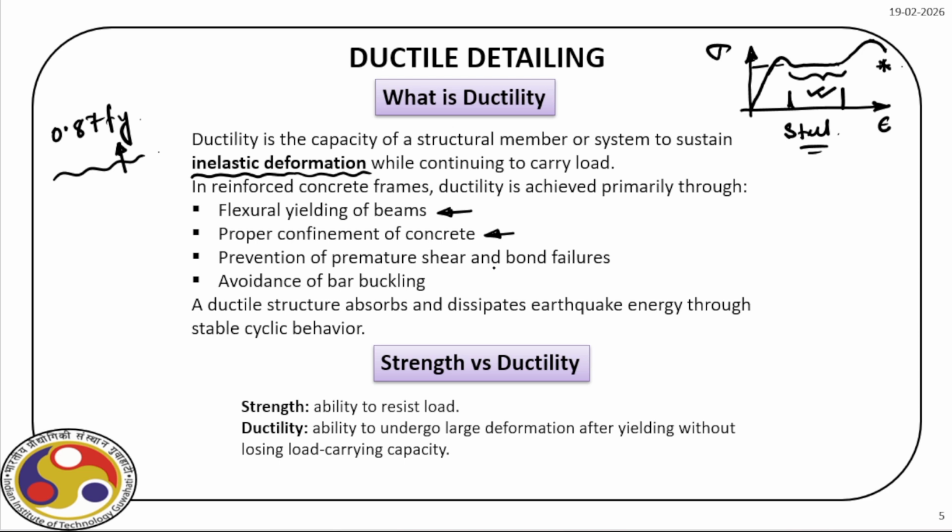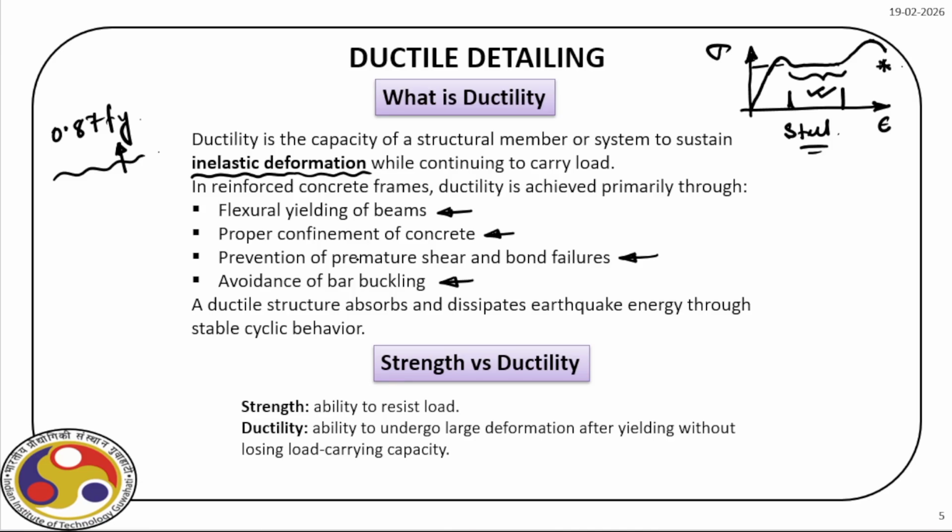Then prevention of premature shear and bond failure. This is also very important because if the bond between the concrete and rebars fails, then that also leads to the complete collapse of the structure. Then obviously the buckling of the bars, right?